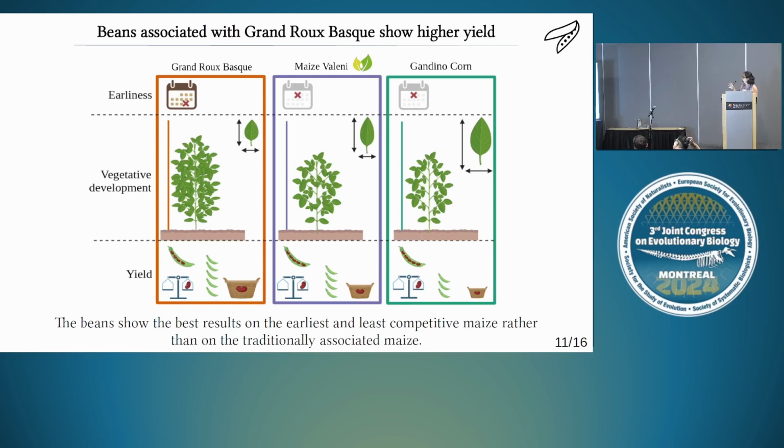earliness. It was also with this maize that the beans displayed the higher vegetative development and the better yield, and with the Gandino the yield was the lowest. So here we obtained better results with the least competitive maize instead of the maize that is traditionally used in co-culture.